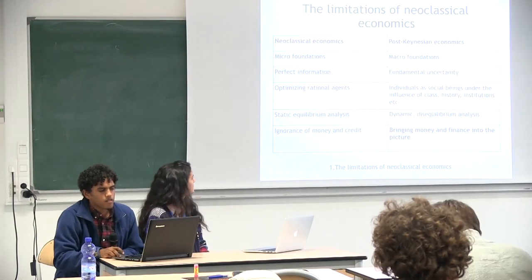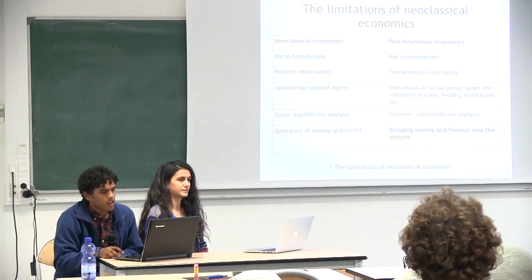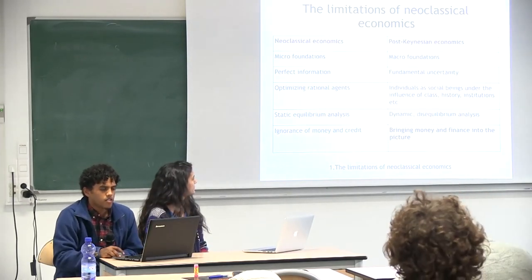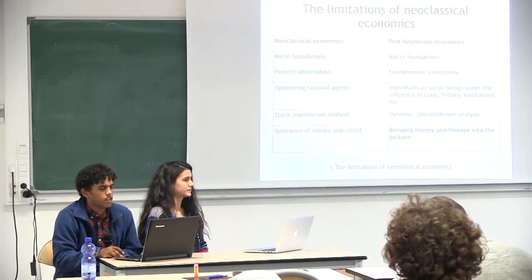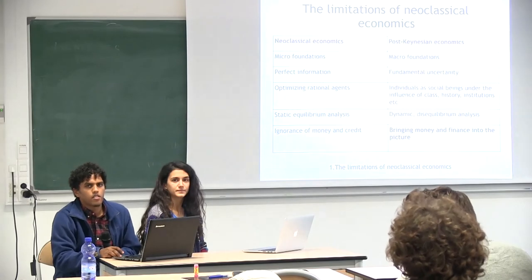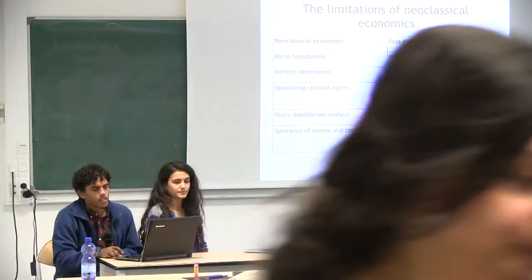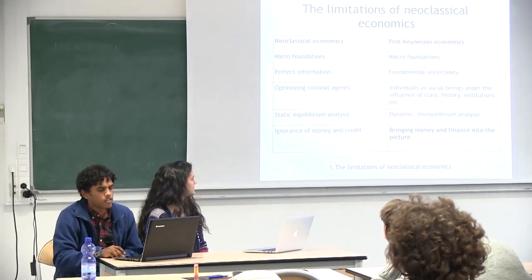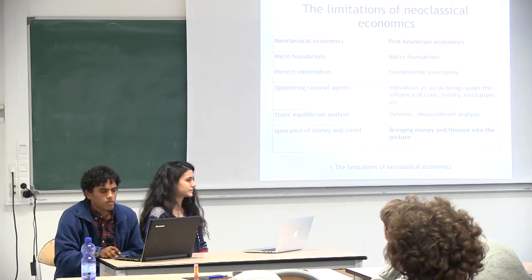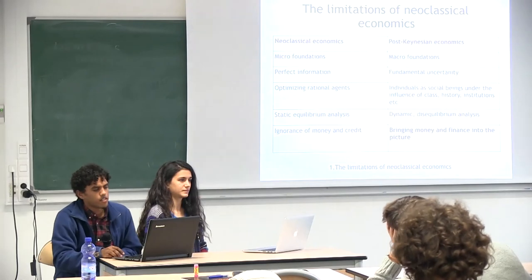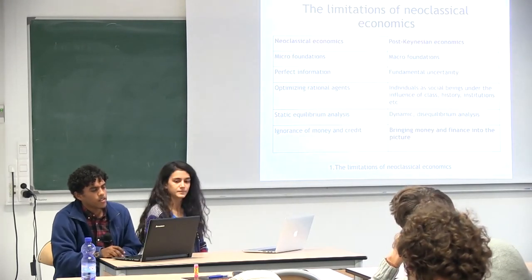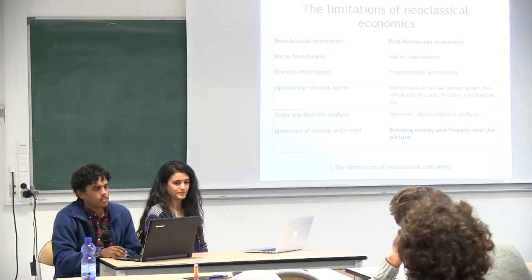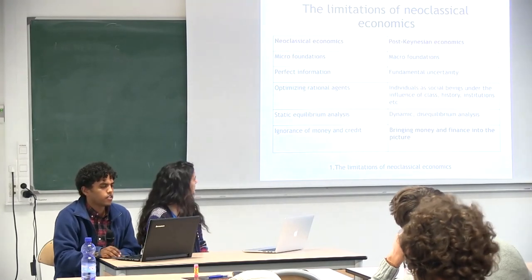Furthermore, neoclassical models function in a world in which agents are hyper-rational, acting on perfect information, whereas post-Keynesian approaches regard agents as social beings influenced by class, history, and institutions, and operating under fundamental uncertainty. In terms of methodology, neoclassical models focus on static equilibrium analysis, whereas post-Keynesians highlight the relevance of disequilibrium and try to bring dynamic analysis into their study. Most importantly for the topic of today's presentation, neoclassical economics departs hugely from post-Keynesian economics insofar as it ignores the relevant issues of money and credit.